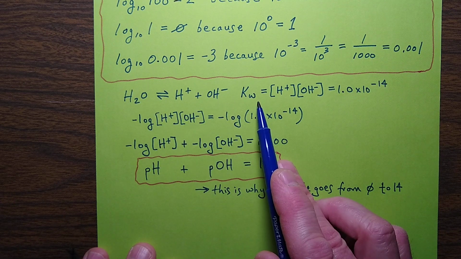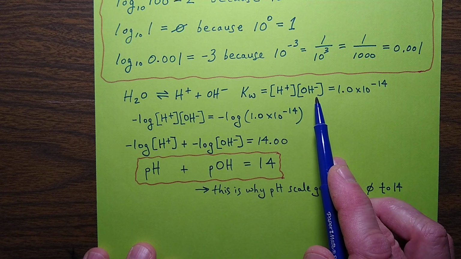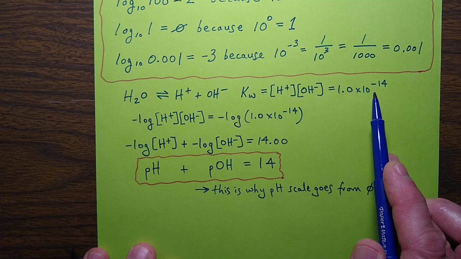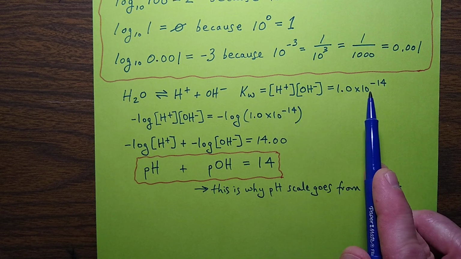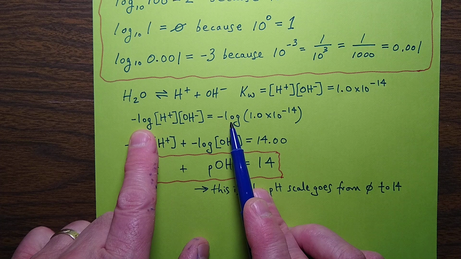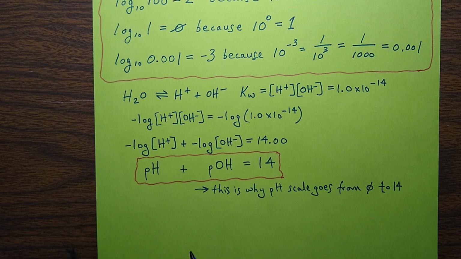So if I write the Kw of that, it's equal to the concentration of protons times the concentration of hydroxides. We know it's equal to 1 times 10 to the negative 14th. Well, what if you take this expression and just take the negative log of both sides? All right, I can do that. It means I haven't changed the equation. It's still equal to itself. I've done the same thing to both sides.